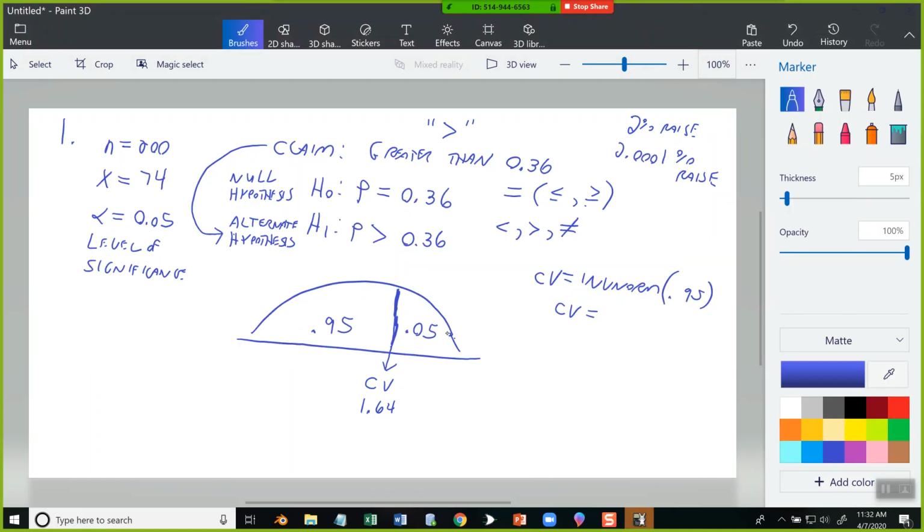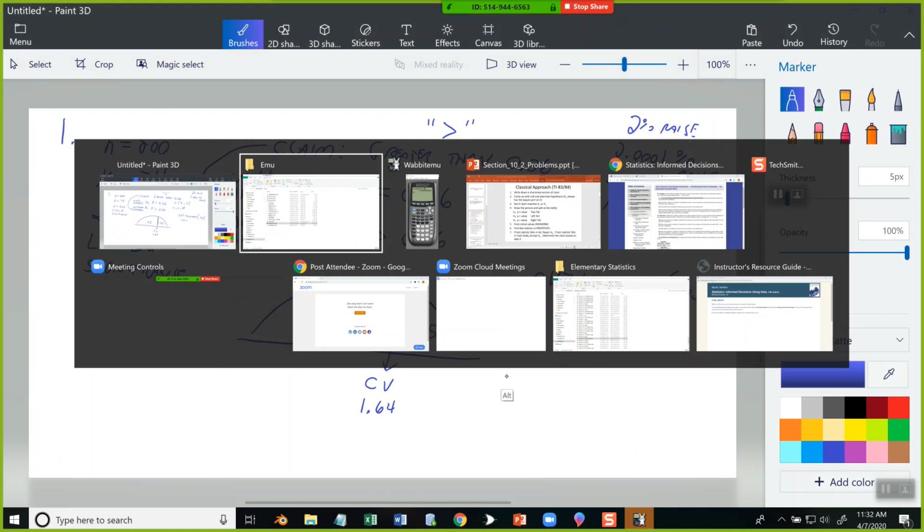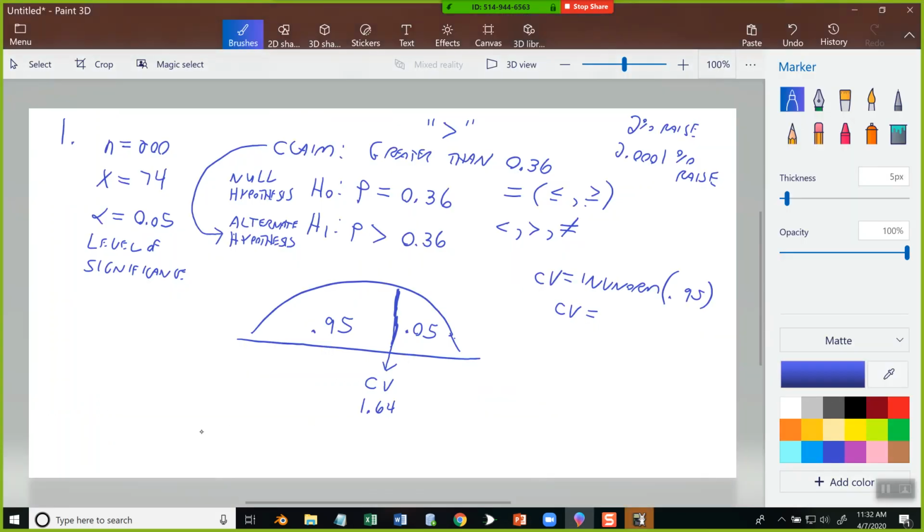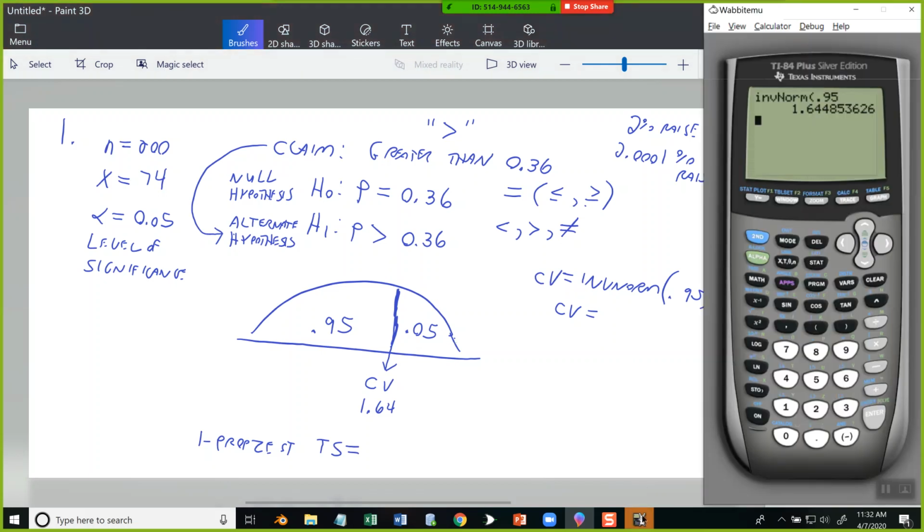Then we want to find something called the test statistic. Assuming I could actually get my way back there. There we go. Our test statistic we find using one prop z-test. So test statistic equals one prop z-test. Well, let's go look at it. I press my stat button, right arrow twice over to my tests, or left arrow once. We want one prop z-test, which on mine is number 5. So you can down arrow to it and press enter, or simply press 5.